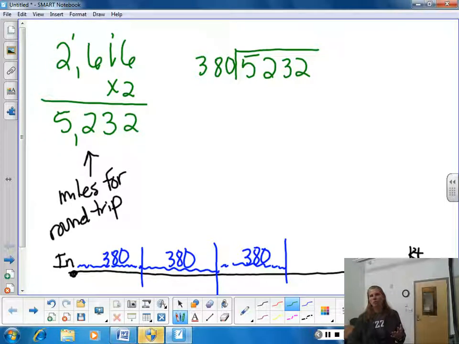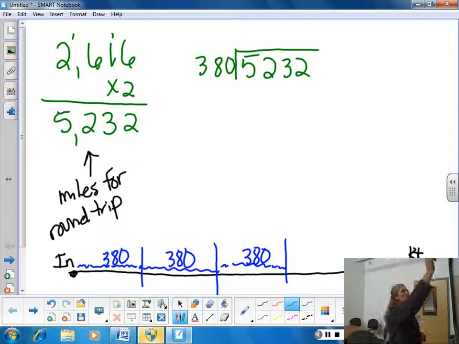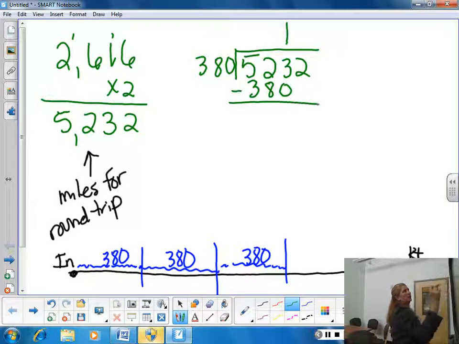If you double 380, you get 760, right? That's too much. So we're just going to go one time. 1 times 380, and then subtract. So when I subtract, I get 143, and then I bring down the next number there.